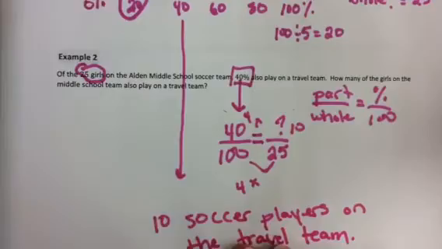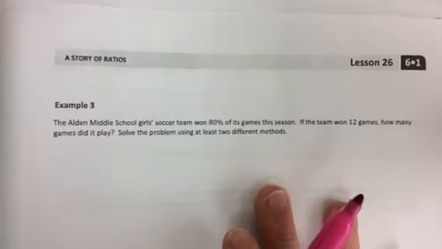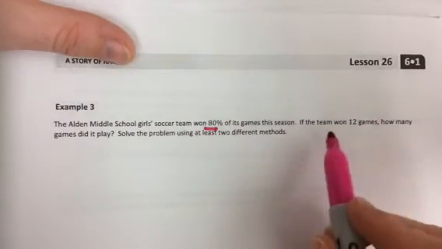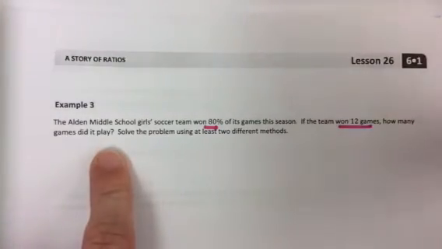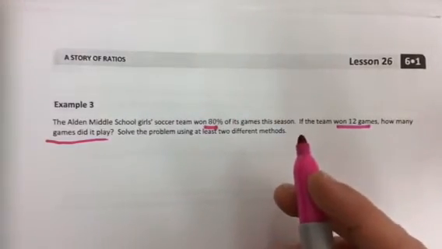Okay, now the next example. Example 3. Example 3 is on the back here. The question is now asking, the Alden Middle School soccer team won 80% of its games. If the team won 12 games, how many games did it play? So this time it's asking for the whole. We don't know how many games were played, so we're looking for the whole.